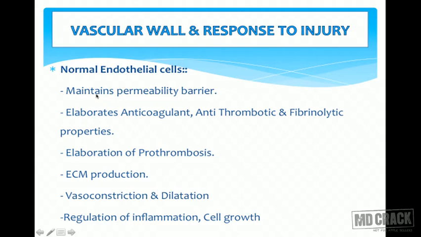So remember, normal endothelial cells are the ones which maintain the permeability barrier. Normally they elaborate anticoagulant, antithrombotic and fibrinolytic properties. So it maintains the normal homeostasis. It also elaborates prothrombotic substances. It also produces extracellular matrix and it shows both vasoconstrictive properties and vasodilative properties, and it maintains the inflammation and even the cell growth.